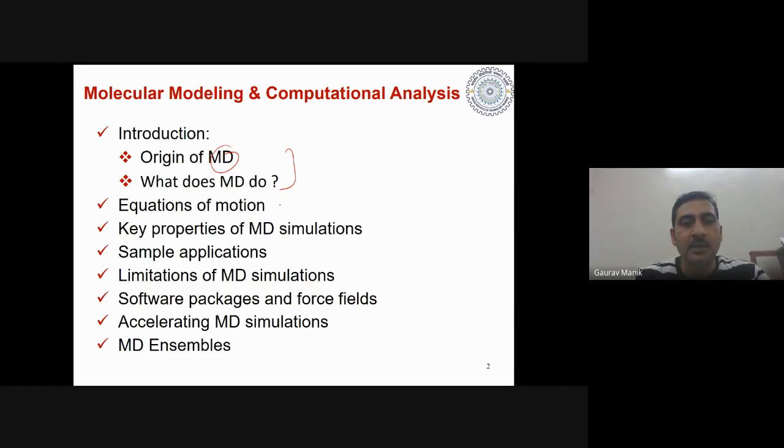We're going to talk about the intricacies of molecular dynamics in terms of how it uses the equations of motion, what the key properties are, what the sample applications are, what the limitations are, and what software packages are available that you can use to solve many of the material problems, and then how you can accelerate the molecular dynamics simulations and the concepts of ensemble. So these are general basics about computational analysis and molecular modeling. What are the various concepts around it?